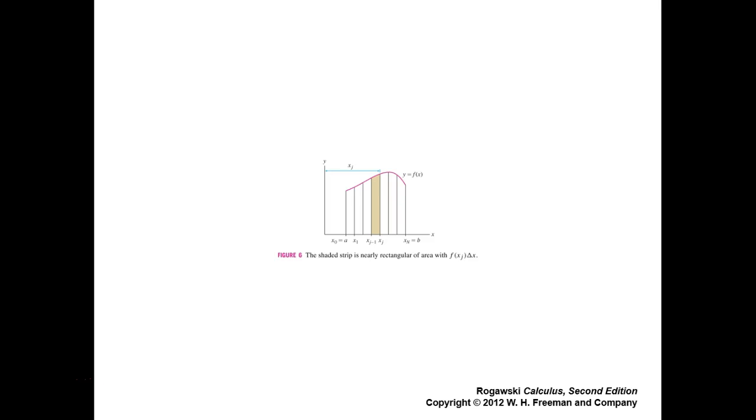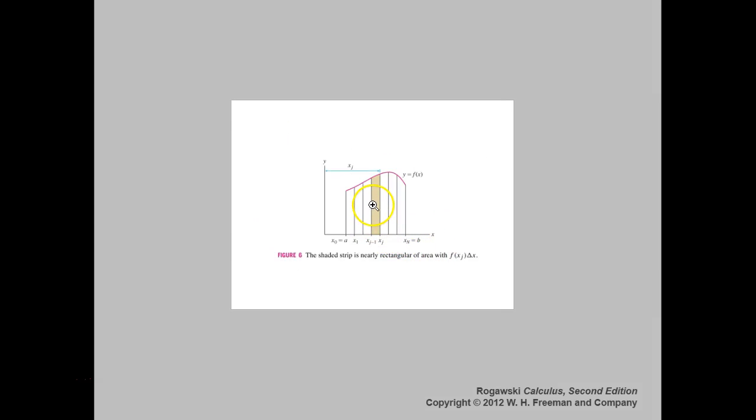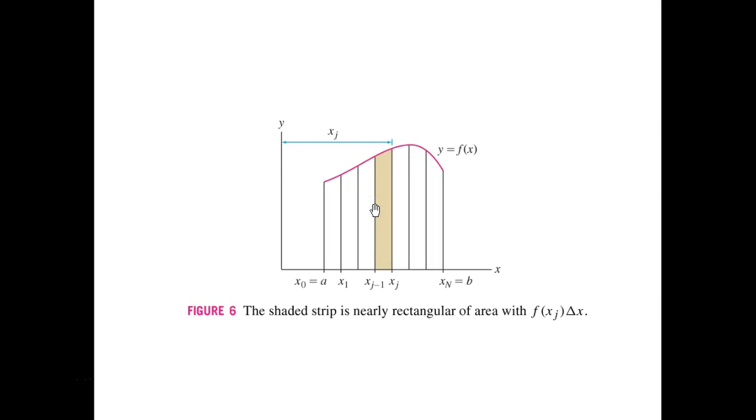The shaded strip is nearly rectangular. And how you make it more rectangular is to make smaller and smaller strips. Larger and larger n, smaller and smaller strips. This gets closer and closer to being a rectangle. So the shaded strip is nearly rectangular in area, with the height being f of x sub j and the width being delta x, which we already figured out. So that's the area.